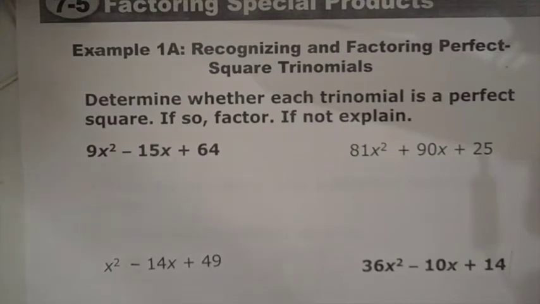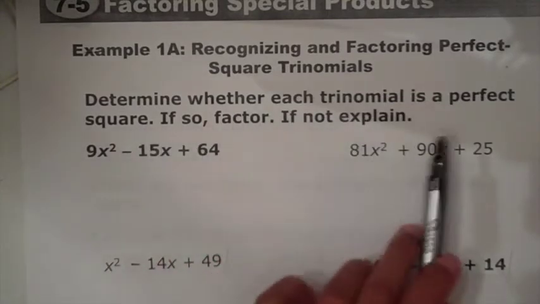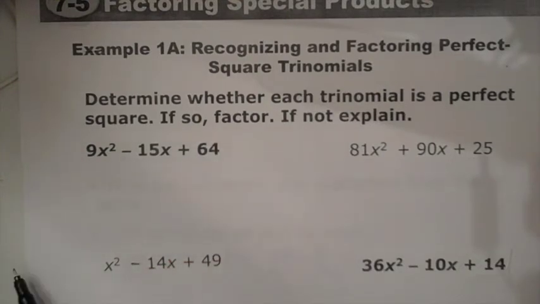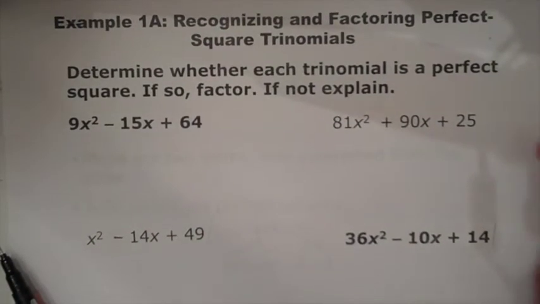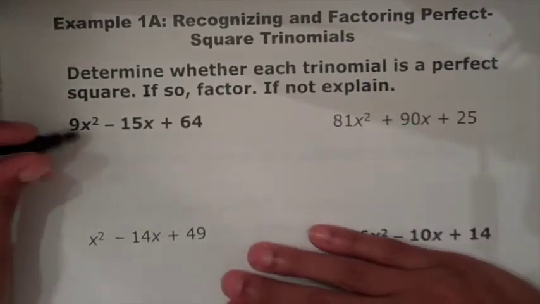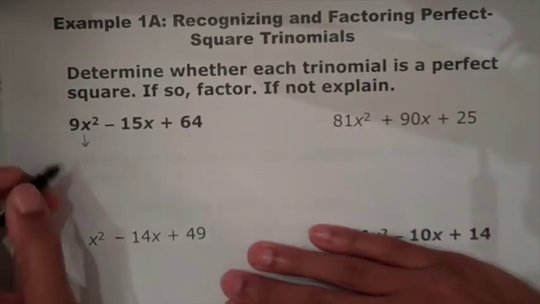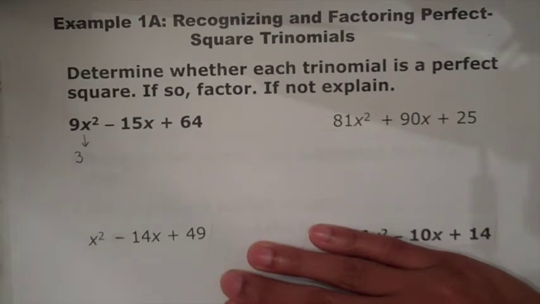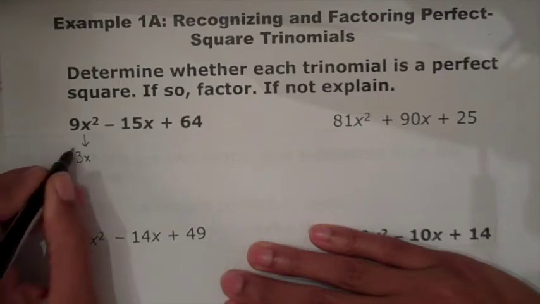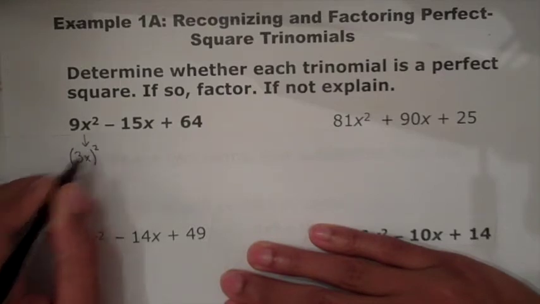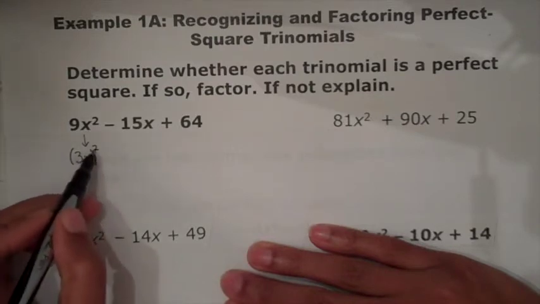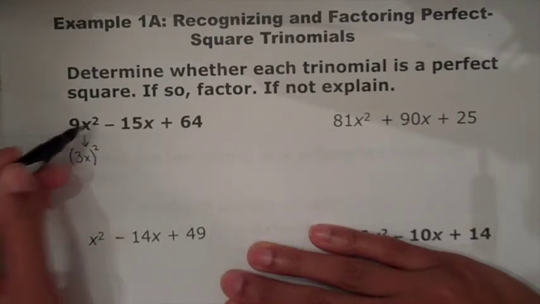Alright, let's see if we can determine whether each trinomial is a perfect square. And if it is, we're going to factor it. And if not, we're going to show why it's not a perfect square. So looking at the first one, what times what will give me 9? Well, 9 is 3 times 3. And what times what gives me x squared? Well, x times x is x squared. So 3x, the whole quantity squared, gives me 9x squared.